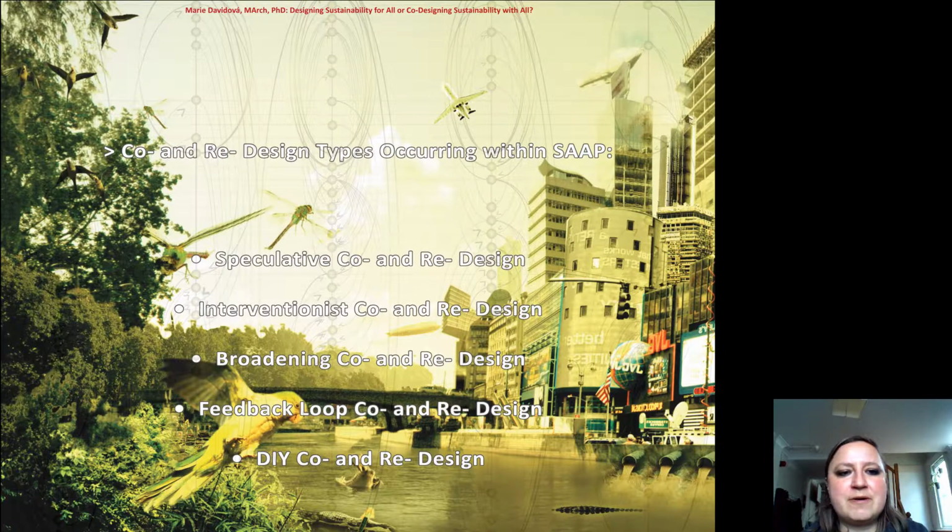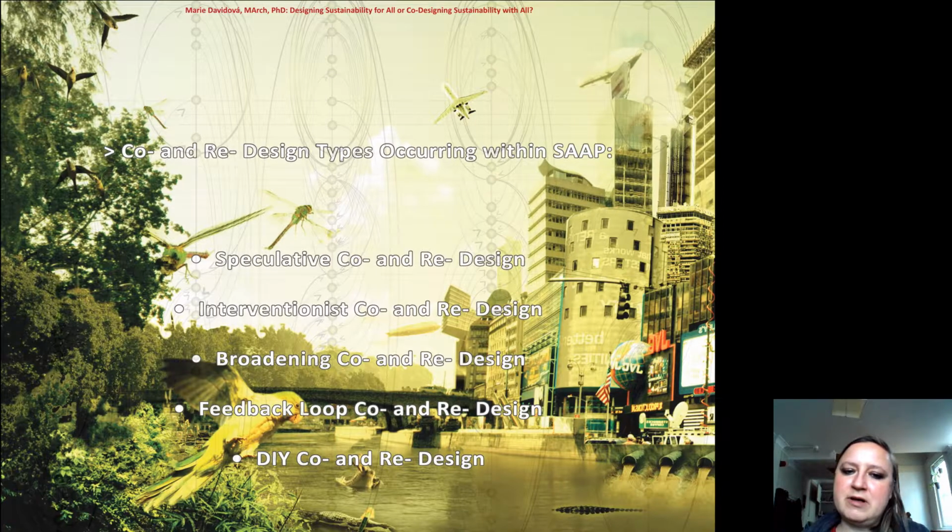The real life redesign and co-design is occurring in different types. It can appear in a speculative co-design and redesign, which would be a more traditional way of thinking. You speculate, you design, and you use different tools for that. Then you come up with an intervention within the landscape, and that intervention is co-designed and redesigned by its environment and by the factors occurring around.